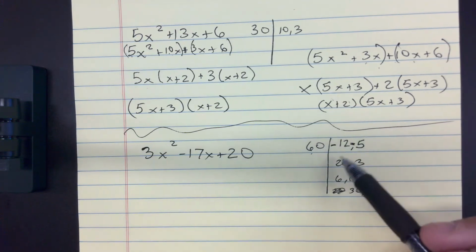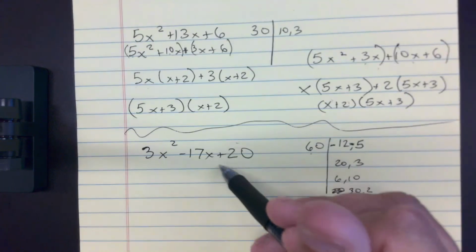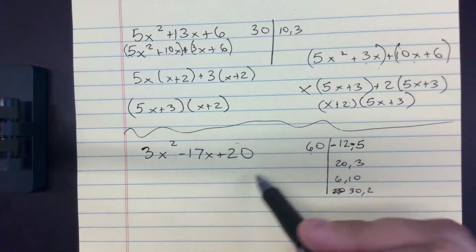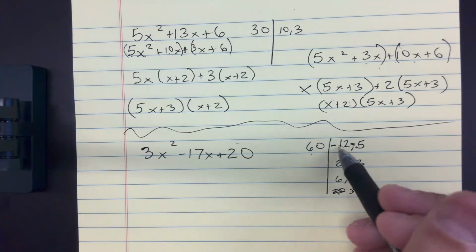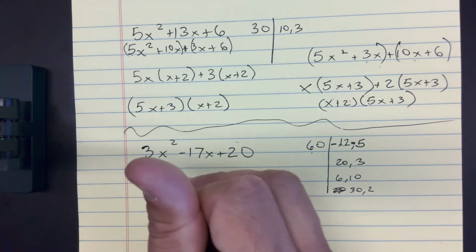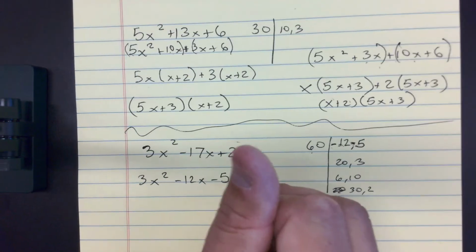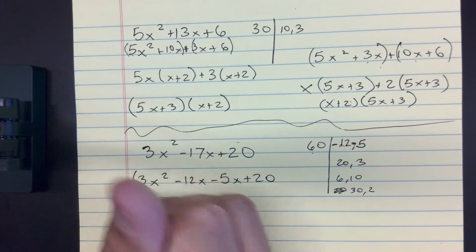Okay. Now the way I know they're both going to be negative, remember, if C is ever positive, these either both have to be negative or they have to both be positive. So we have our two new numbers, 3x squared minus 12x minus 5x plus 20. Okay, we got our four terms. We're going to split and factor.